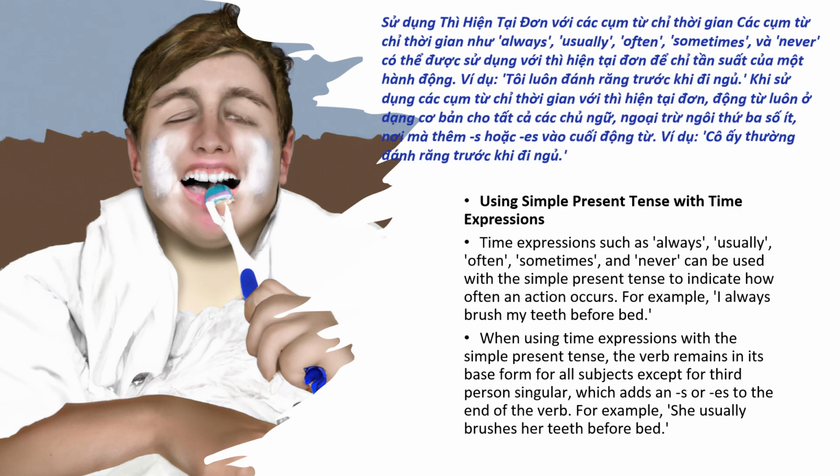It is important to note that when using time expressions with the simple present tense, the verb remains in its base form for all subjects except for third person singular, which adds an s or es to the end of the verb. For example, she usually brushes her teeth before bed, uses brushes instead of brush because the subject, she, is third person singular. Overall, using time expressions with the simple present tense is a useful tool to provide additional information about the frequency and regularity of actions and habits.